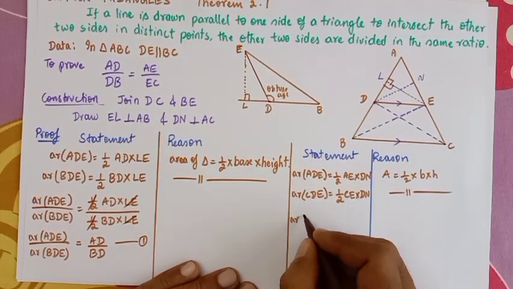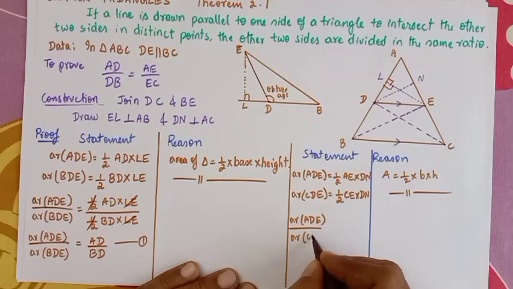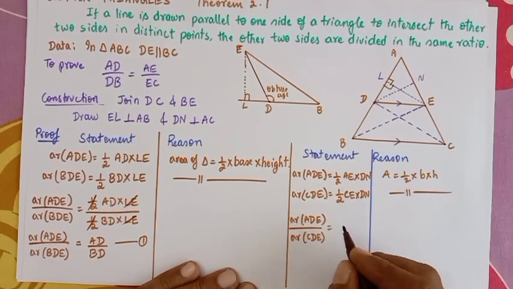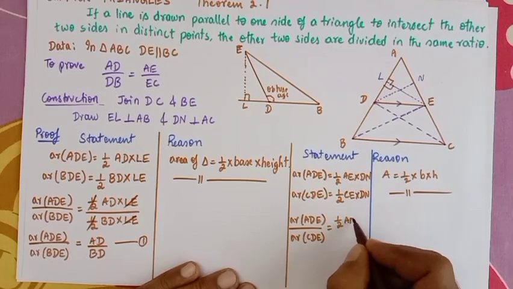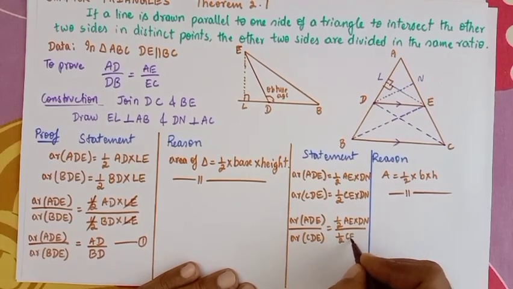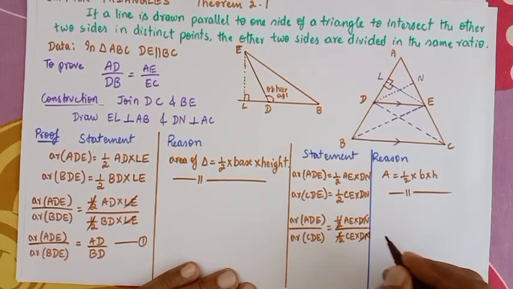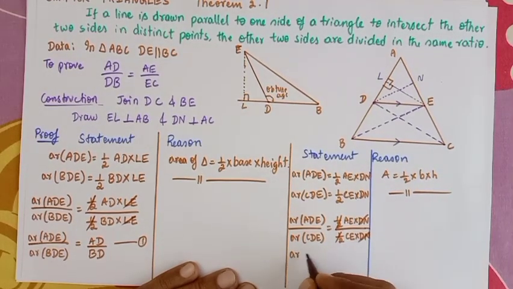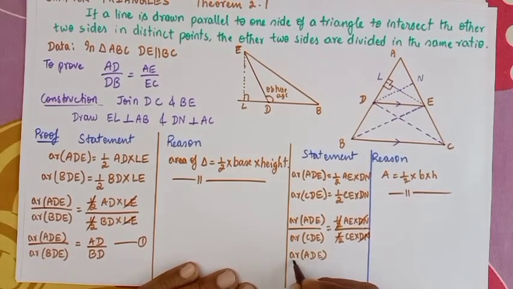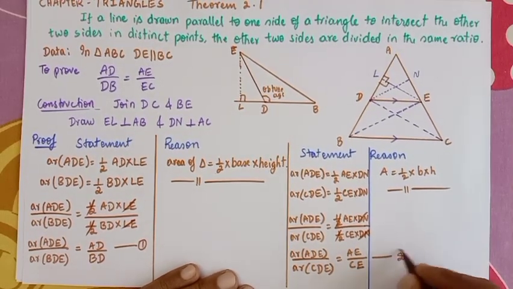So we will be taking the ratio of these two. Area of ADE by area of CDE is equal to half into AE into DN by half into CE into DN. Here half cancels, DN cancels. What remains is area of ADE by area of CDE is equal to AE by CE. Let us call this as 2.